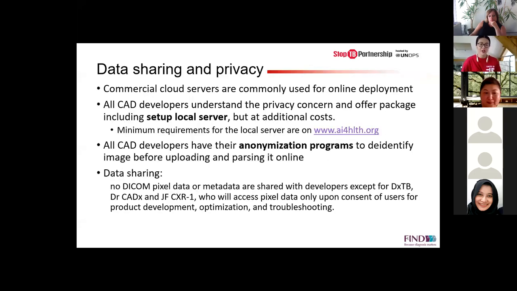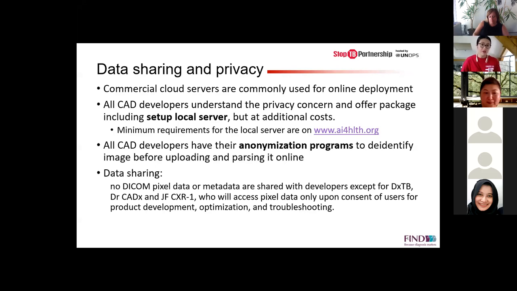Another controversial and important issue when it comes to digital health is privacy and data sharing. I wanted to highlight that almost all commercial companies that we have contacted understand the privacy concern and the data sharing concern. They offer a package that includes setting up a local server in country. However, that usually comes with an additional cost, and it would require a certain level of technical know-how when it comes to a local server.